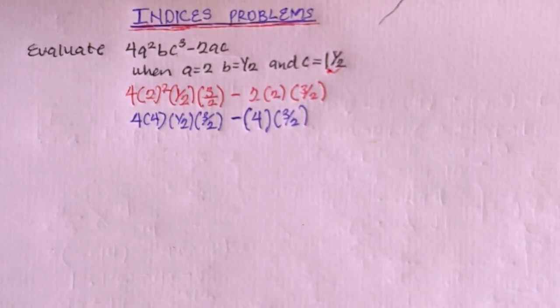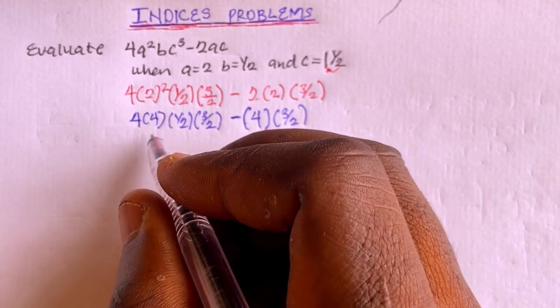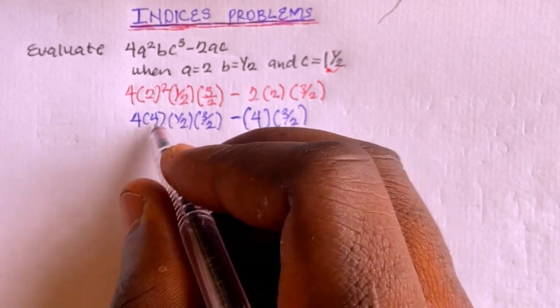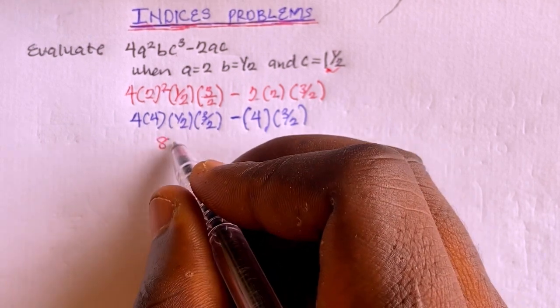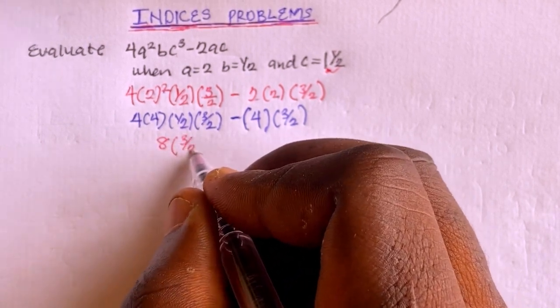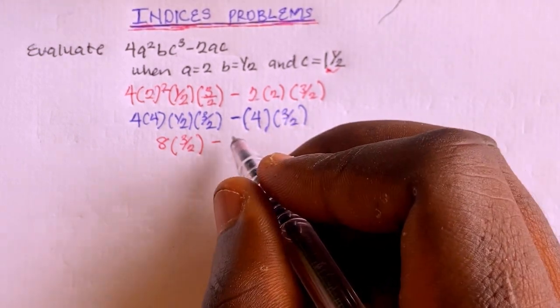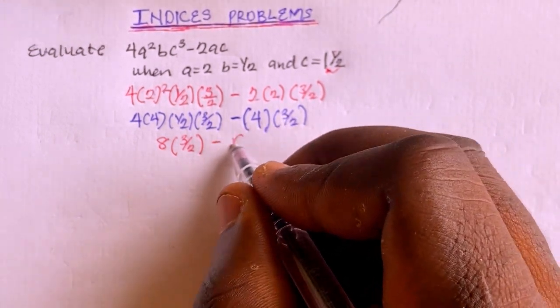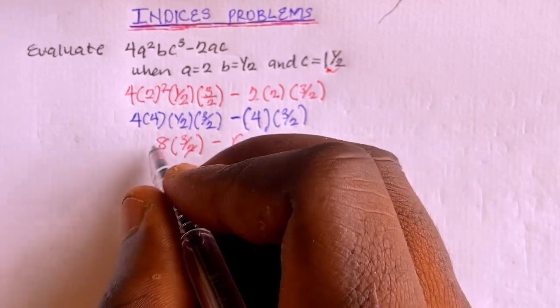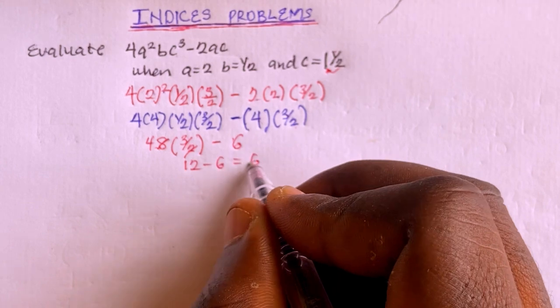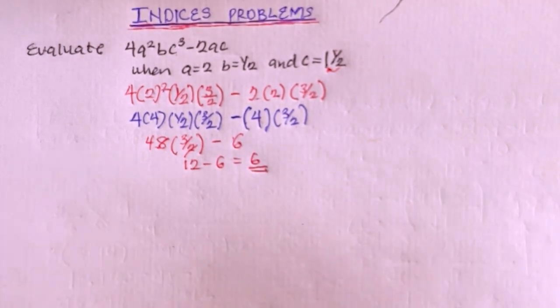So let me go ahead and simplify more. 4 multiplied by 4 is actually 16. Then 16 multiplied by 1, that's 16, then divided by 2, I'm going to have this to be 8. Then 8 into bracket 3 divided by 2. Then minus, this is actually 4. 4 multiplied by 3 is 12 divided by 2, that's actually 6. So 2 goes in this, I'm having 4. 4 multiplied by 3, that's actually 12 minus 6, which is equal to 6. So 6 is the final answer.